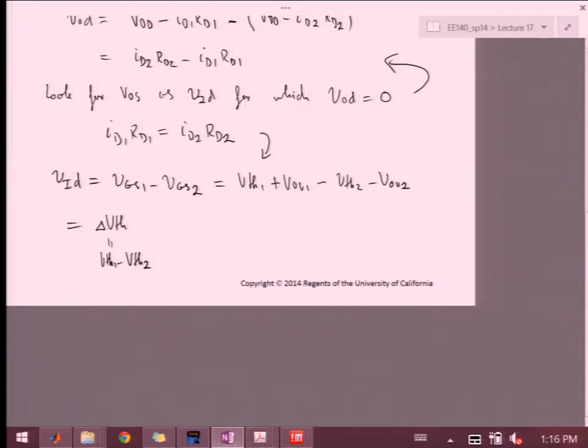Okay. Then we also have the VOVs, and we know that this one is the square root of 2 ID1 over K prime W over L1, right? And then this one over here will be the square root of 2 ID2 over K prime W over L2.